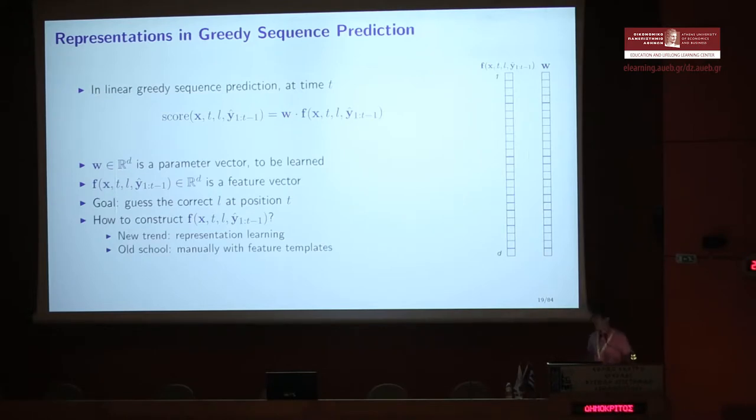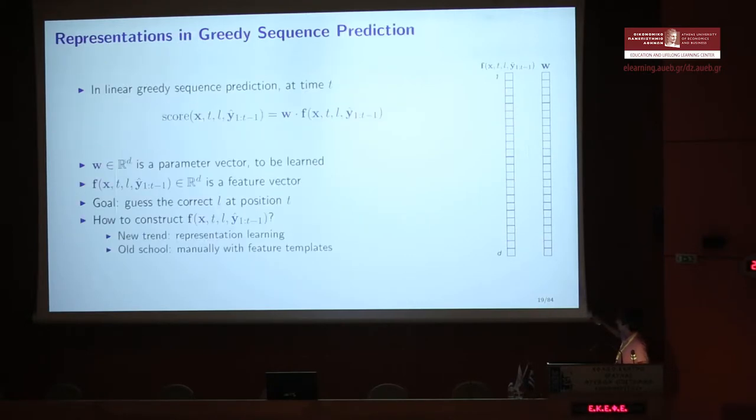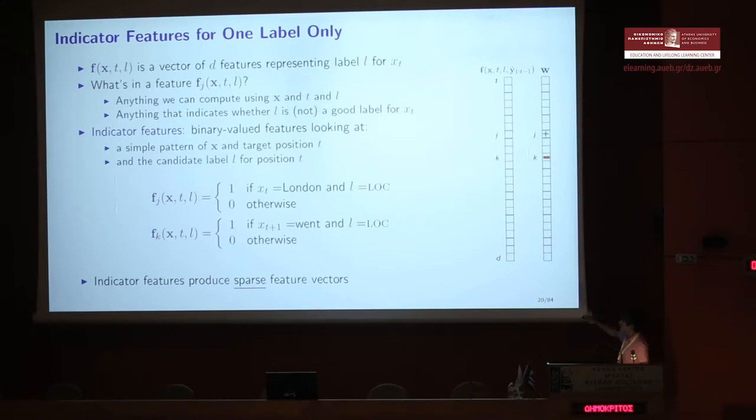But in the old school, which is as recent as 10 years ago, we constructed this manually with what we call feature templates. Ryan already went over that yesterday, but I'm going to go over it again. So what is a feature template? First of all, what is a feature? A feature is just anything we can compute out of the signature of the function. Let's forget about this for now, and just have features that look at one label in one position of a sentence. Anything we can compute using the position and the label can be there. In particular, what we need to place in there is anything that indicates whether the current candidate label is a good label for that position or not.